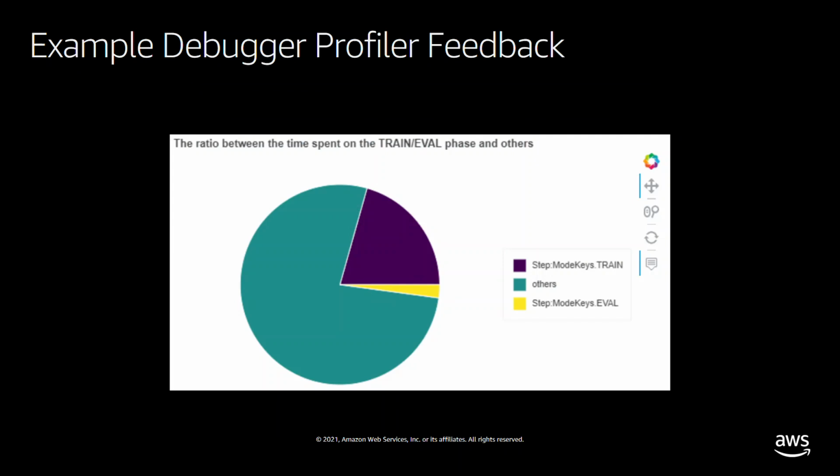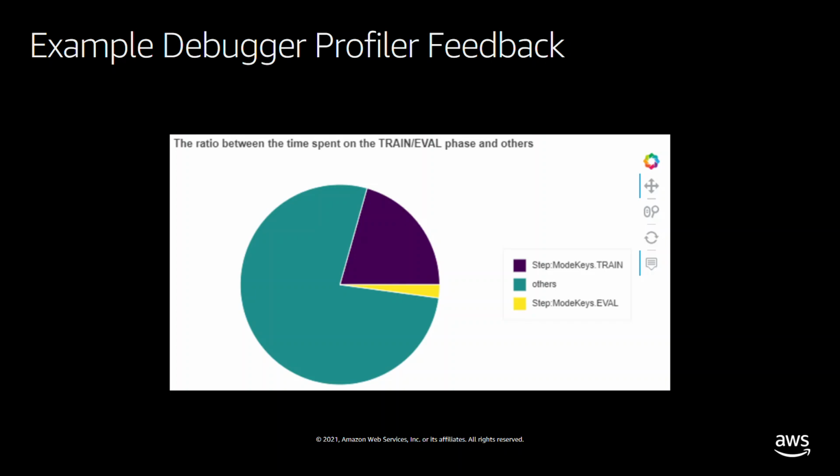So this is some of the feedback that SageMaker Debugger Profiler gave me during my training run. In the report, it said that my training code was actually spending the bulk of its time, as you see in this graph, outside the training and evaluation phases of the model itself. It flagged this as abnormal based on comparisons to other deep learning training jobs, and it recommended I optimize my code outside the training and evaluation phases.